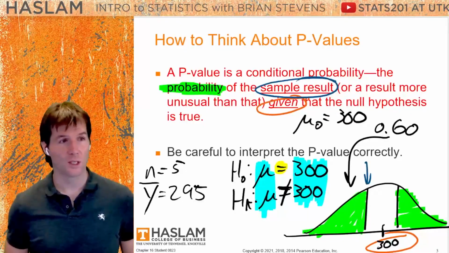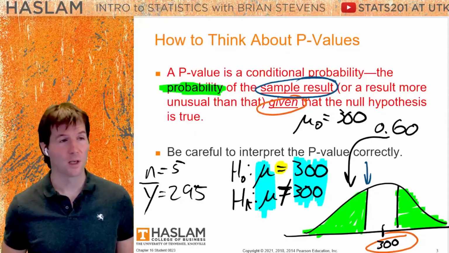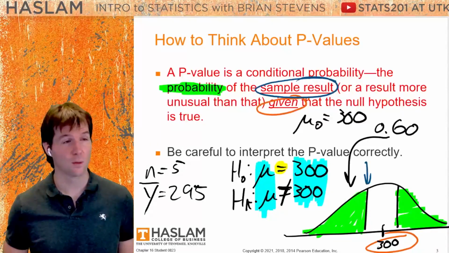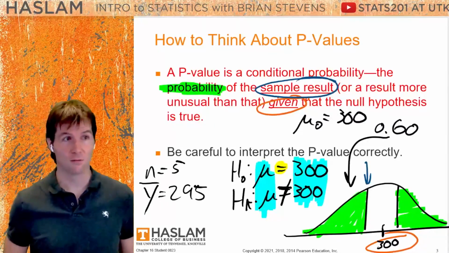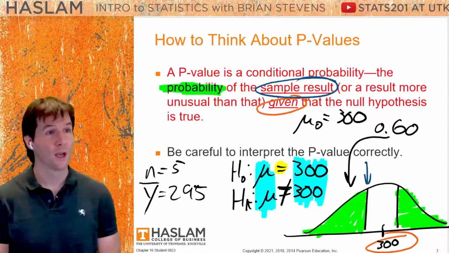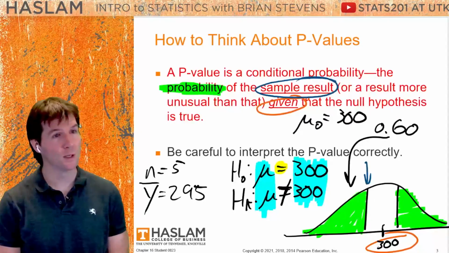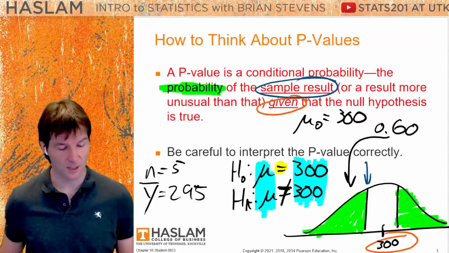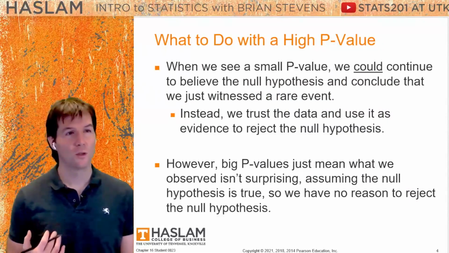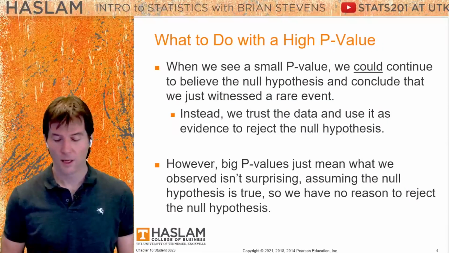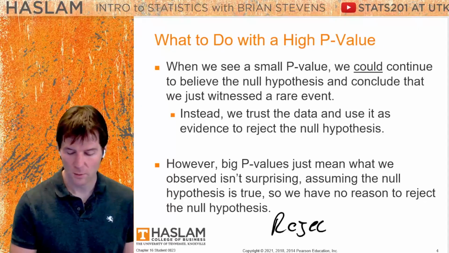So we could say, well, we definitely do not have evidence to reject the null here, because with a p-value of 0.60, it's very possible that what they're doing is close enough to the truth. The result of 295 seems quite believable given somebody is a 300-pound bench presser. When we have high p-values, we are choosing to not reject the null. We really only have two choices here. We either reject or we do not reject the null.